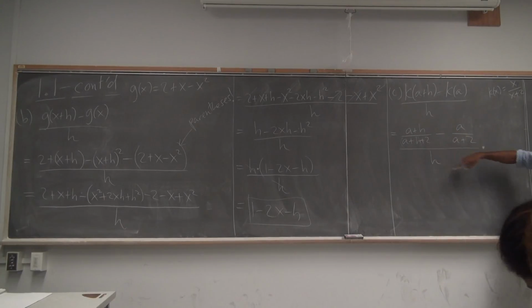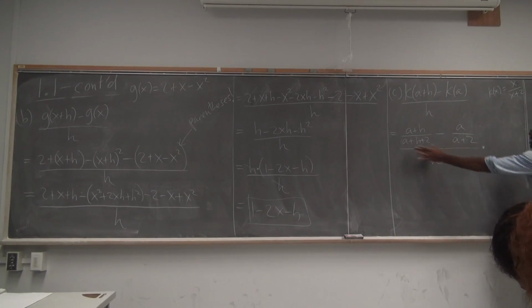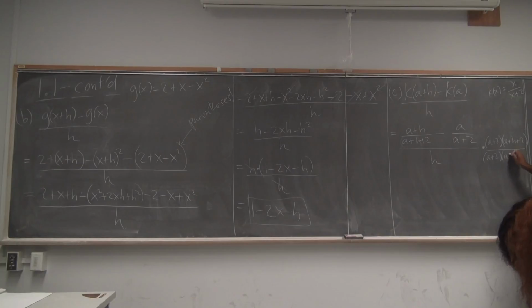This is what's called a complex fraction. It means you have a fraction that has fractions inside the fraction. The quickest way to kill one of those is to multiply by the LCD over itself, which is the least common denominator. In this case, that is just the product of these two denominators. So I'm going to multiply by a plus 2 times a plus h plus 2, and I divide by it so that I'm multiplying by 1 and not actually changing the value.